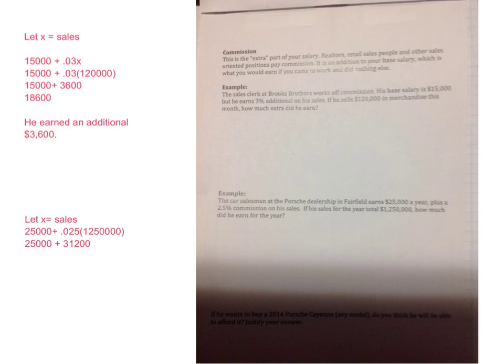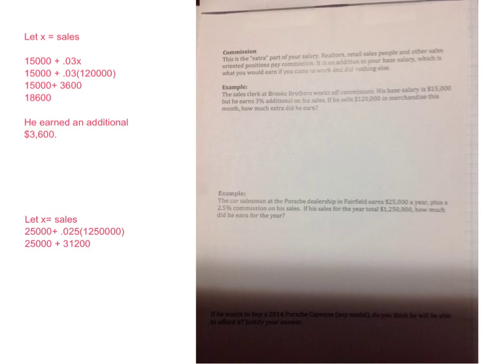This last part here is on commission. Commission is the extra part of your salary. Realtors, real estate, retail salespeople, and other sales-oriented positions pay commission. It's in addition to your base salary, which is what you would earn if you came to work and did nothing else. So your base salary is just you go into the office and you sit there and you don't do anything. Eventually, you'd probably lose your job, but it's your base. It's what you're going to get. So here's the sales clerk at Brooks Brothers. He works off commission. His base salary is $15,000, but he earns 3% additional on his sales. So if he sells $120,000 in merchandise this month, how much extra did he earn?